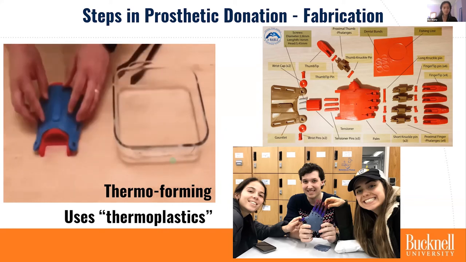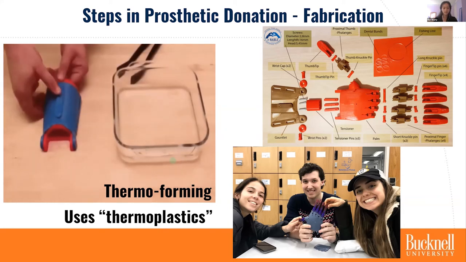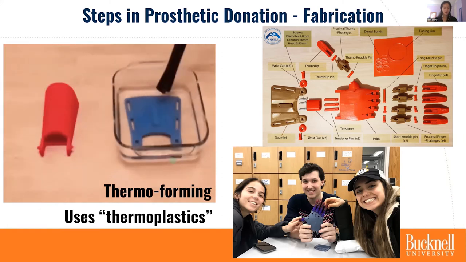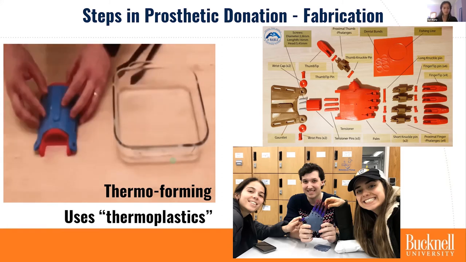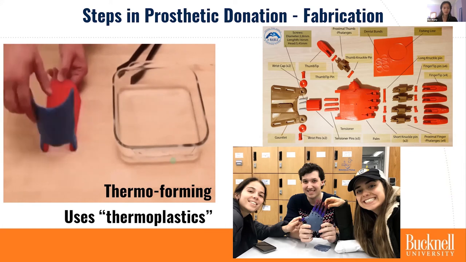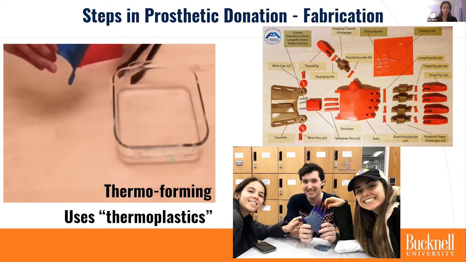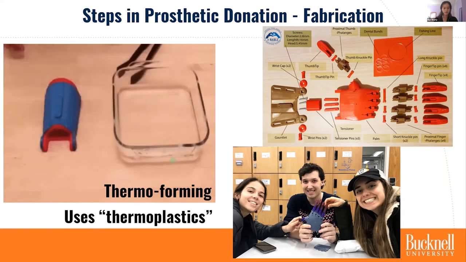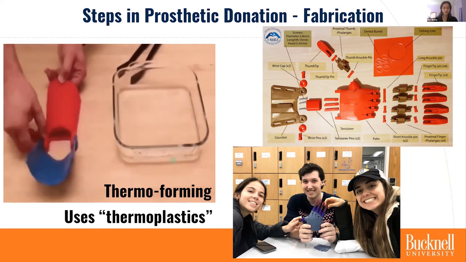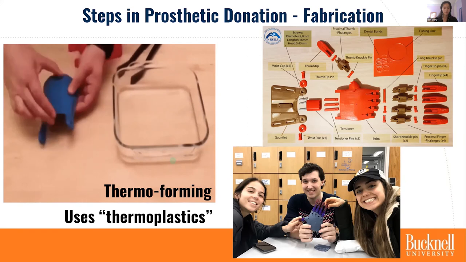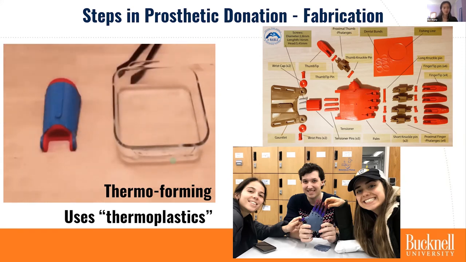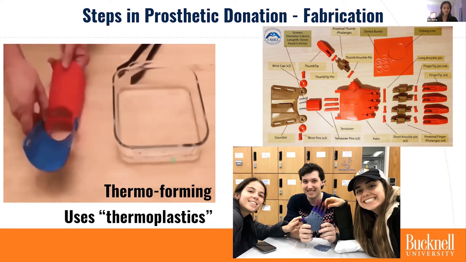So for Enable, we use thermoplastics for some parts so that we can form from hard plastic shapes, the shape of a more curved and natural contour that would best fit the kid's natural contour of their arm. So that's just looking at the thermoforming video. You can see that a hard plastic part is going to be placed in hot water for about 30 seconds, which softens it and allows it to be formed around the curved part, changing its shape.